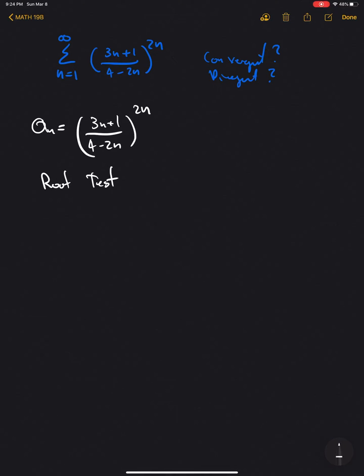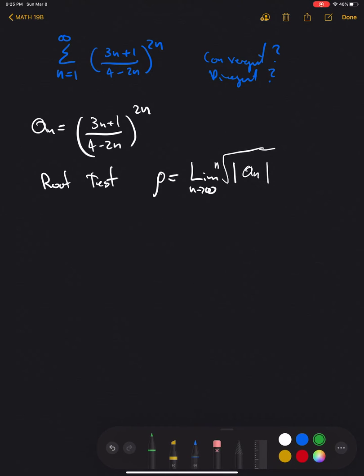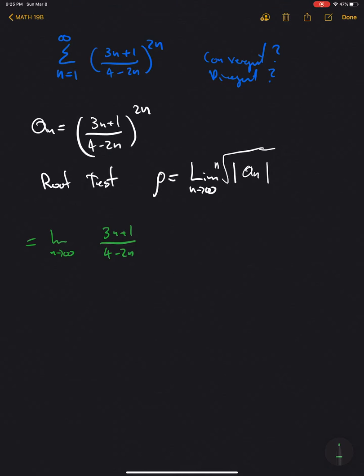And in order to apply the root test, we need to find the limit as n tends to infinity of the nth root of the absolute value of a_n. In other words, what we're looking at is the limit as n tends to infinity of (3n + 1)/(4 − 2n), everything to the 2n, and the nth root we can write as 1 over n.